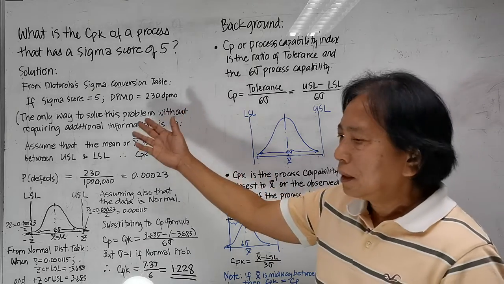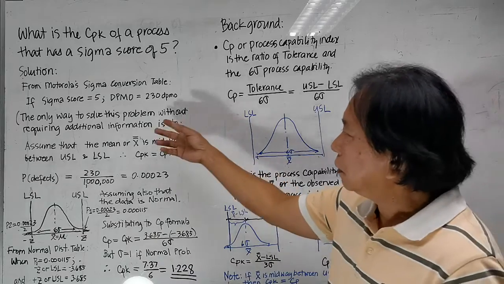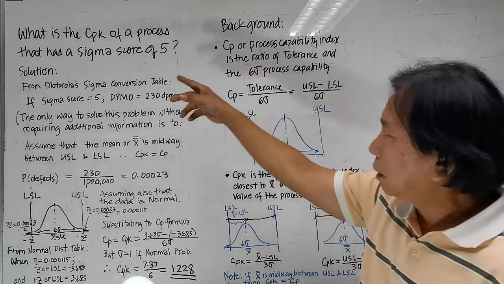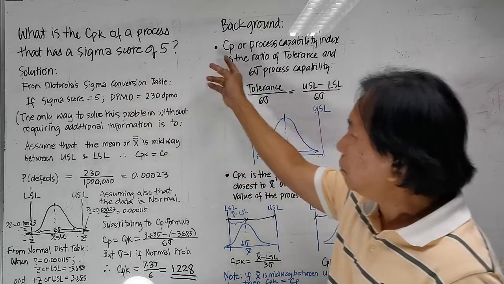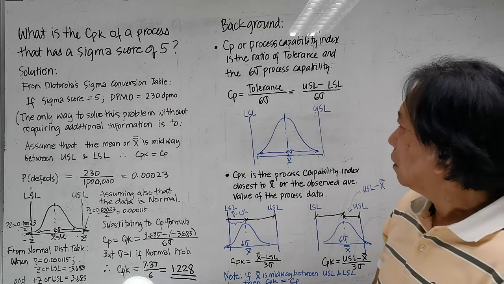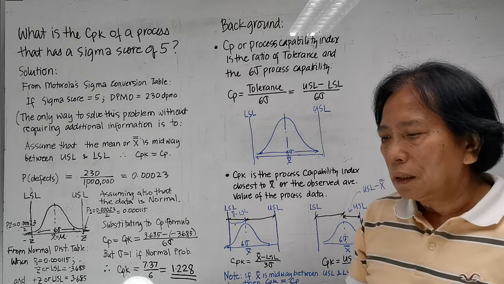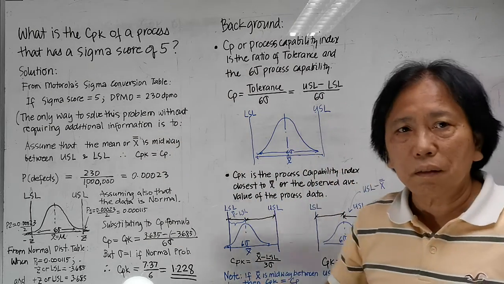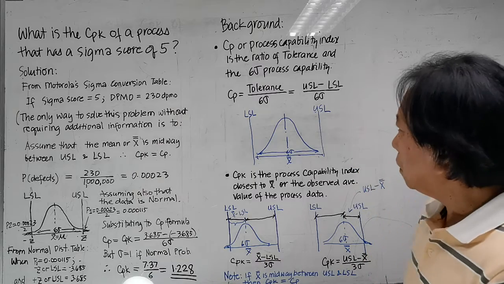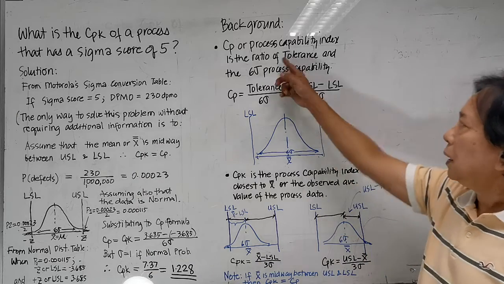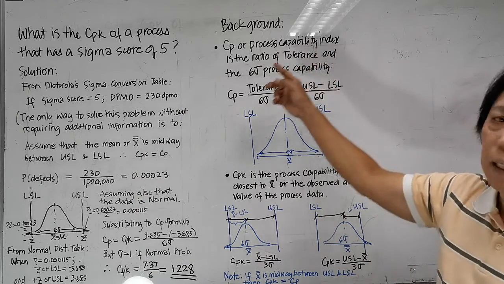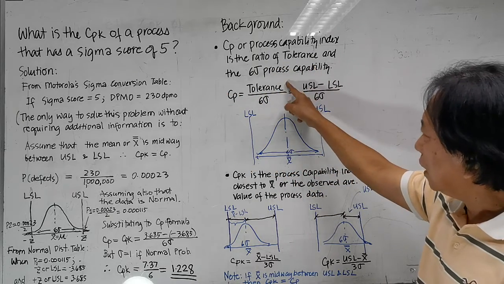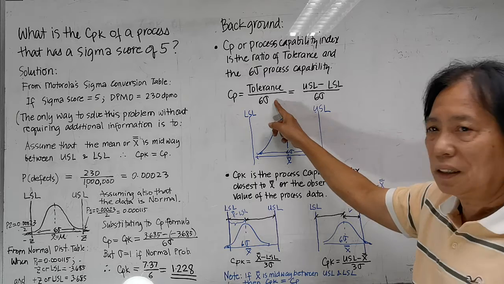But of course, I would like to give you a little background about what CPK is, and in particular what CP is, to understand how this solution is going to come about. So CP, or the Process Capability Index, is the ratio of tolerance over Six Sigma.